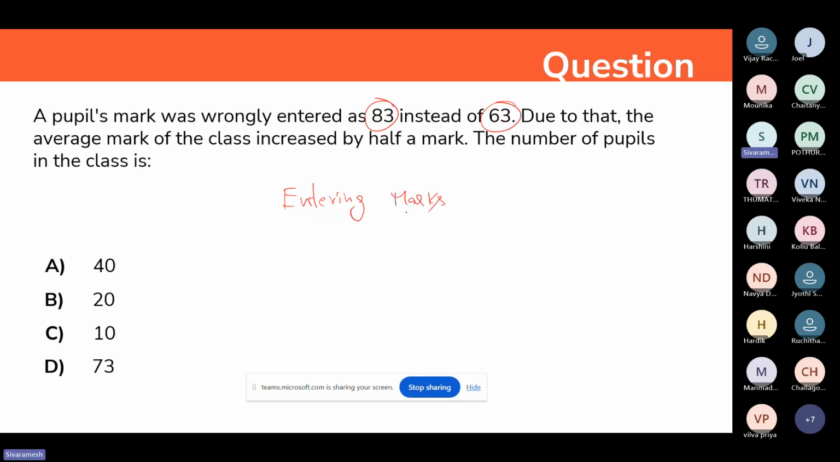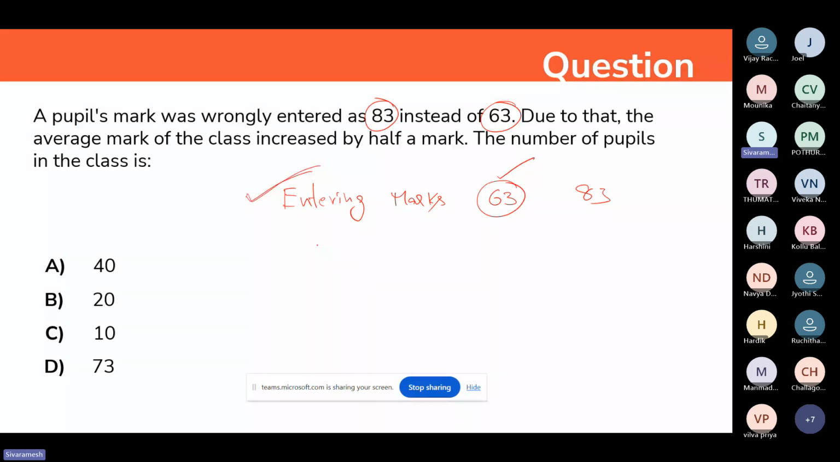Let's say you all are my students. When I'm entering your marks, let's take an example, one name, Joel. While entering marks for Joel, actually Joel got 63 marks, but by mistake I entered Joel's marks as 83. Now I made a blunder here. Instead of 63, I entered 83, correct?